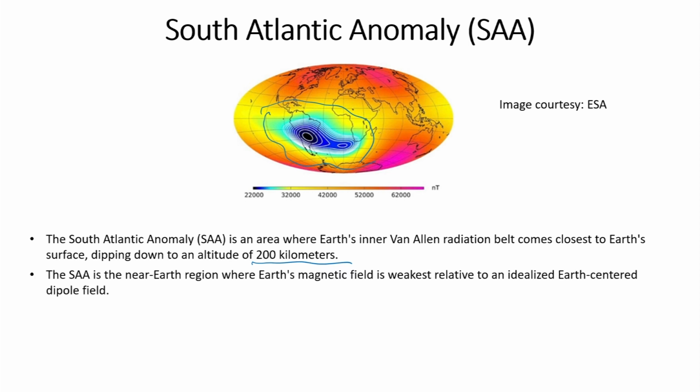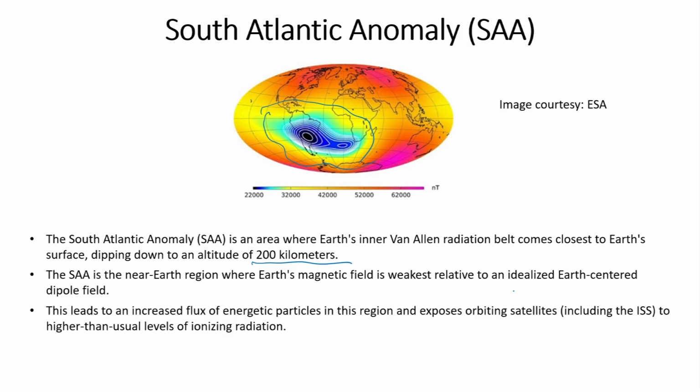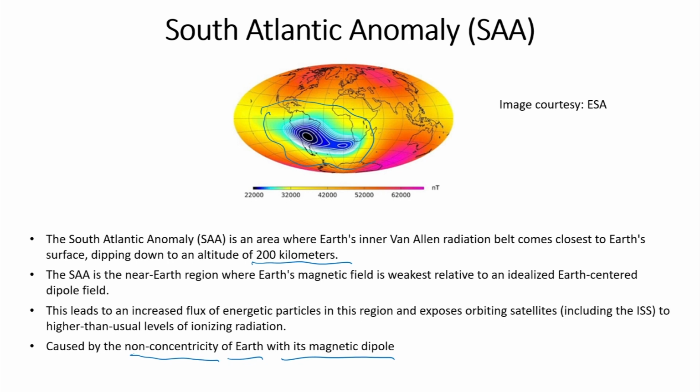The South Atlantic anomaly is the near-Earth region where the Earth's magnetic field is the weakest. This leads to an increased flux of energetic particles in this region, and it exposes orbiting satellites, including the International Space Station, to higher than usual levels of ionizing radiation. It is caused by the non-concentricity of the Earth with its magnetic dipole. That is, the magnetic axis does not coincide with the Earth's axis of rotation; it is offset by 11 degrees.